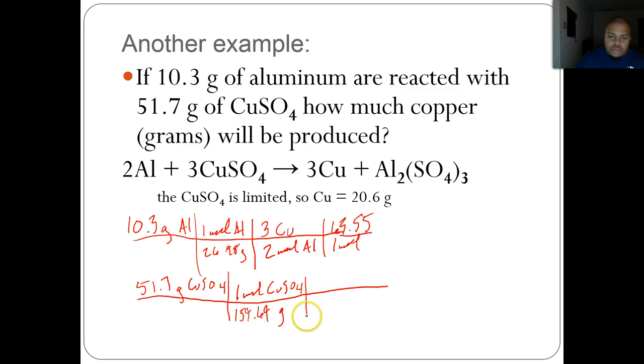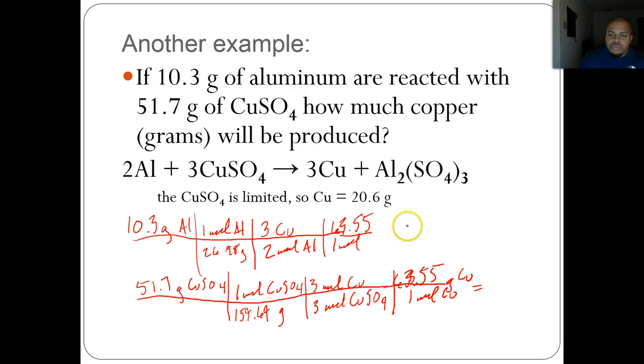9.62. Molar ratio, 3 moles of copper to 3 moles of copper sulfate. Oops, extend it down. And again, matching up this last part, 63.55 over 1 mole of copper. Now, after pulling this in, you have your calculator there. You can go ahead and punch it up.